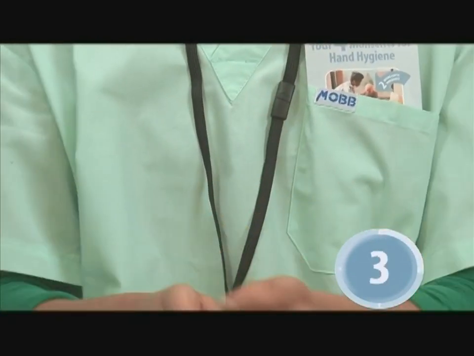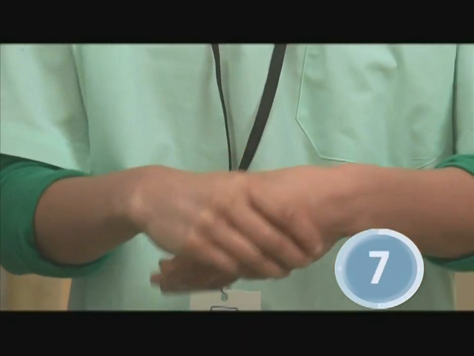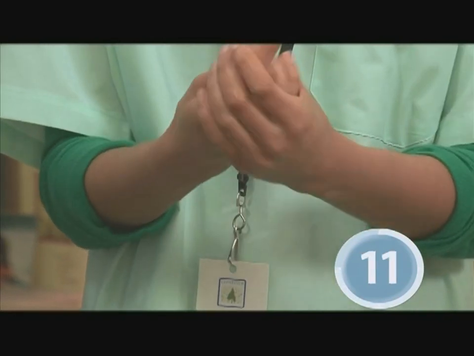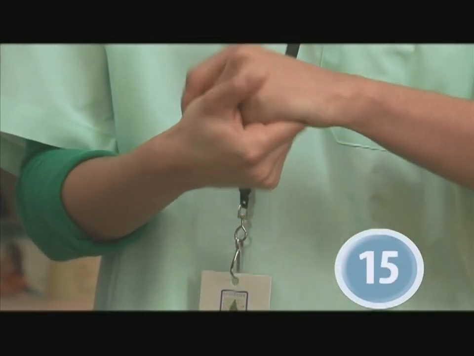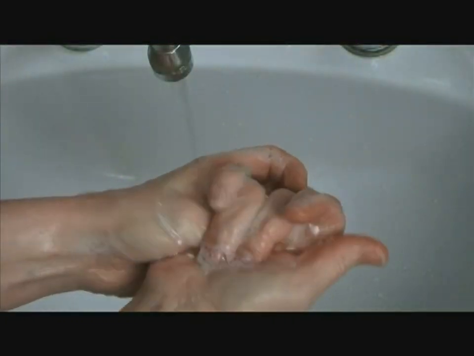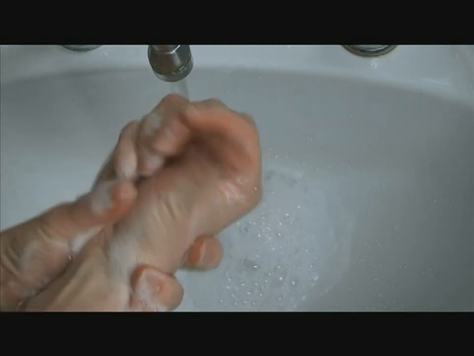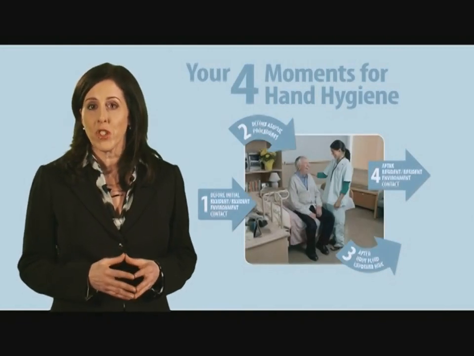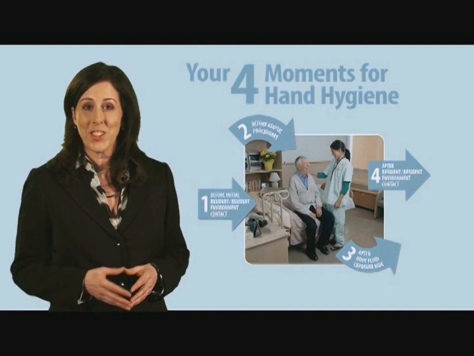Cleaning your hands is the most effective way to prevent the spread of infections in our home. A simple alcohol hand rub of 15 seconds will make all the difference and is the preferred method. If your hands are visibly dirty, you will need to wash them with soap and water. The power to make a difference is in your hands. Your 4 moments for hand hygiene will break the chain of infection and safeguard your home, your residents, and you.